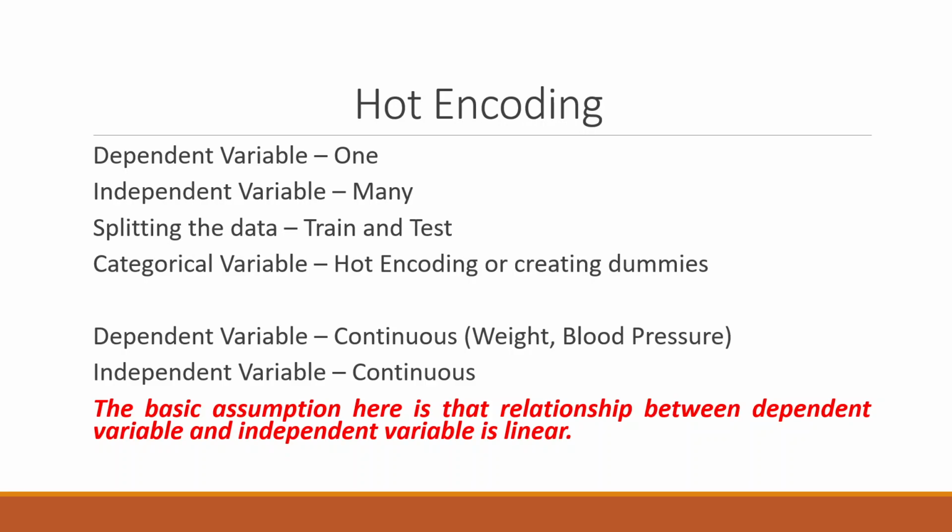Here, your dependent variable should be continuous. Independent variables should also be on the continuous scale. The basic assumption here is that the relationship between the dependent variable and independent variable is linear. One hot encoding is to be run only in the scenario when you have a categorical variable. Now let us see how we can do this in RapidMiner.